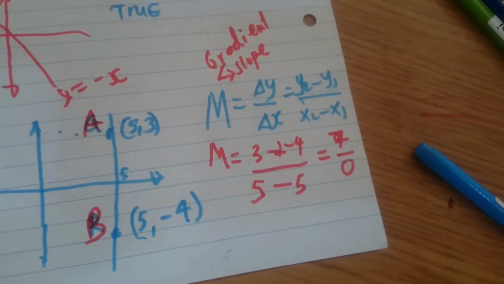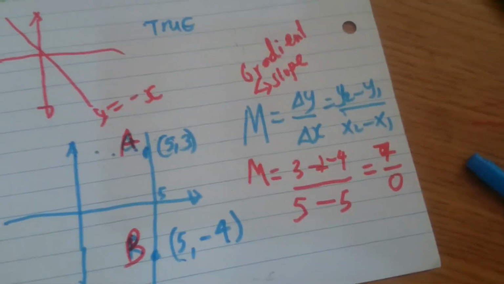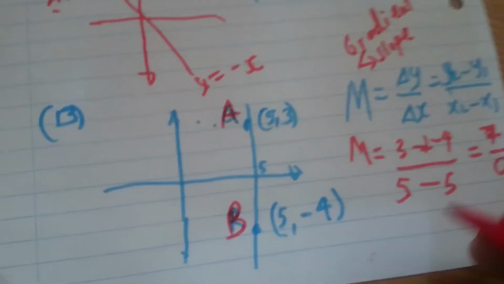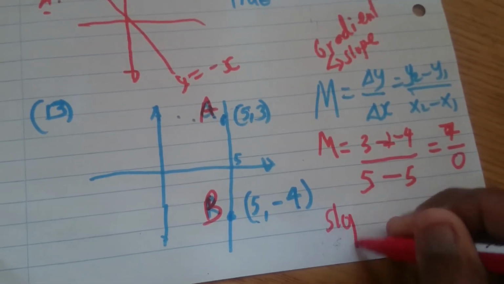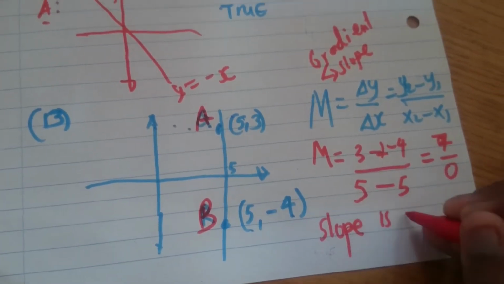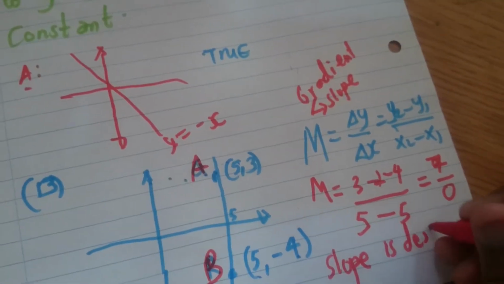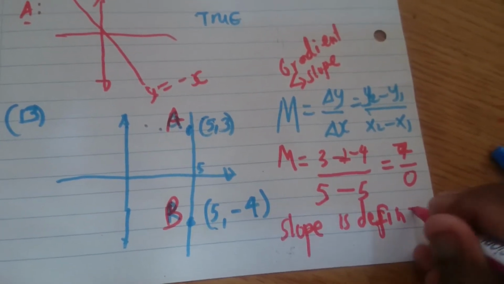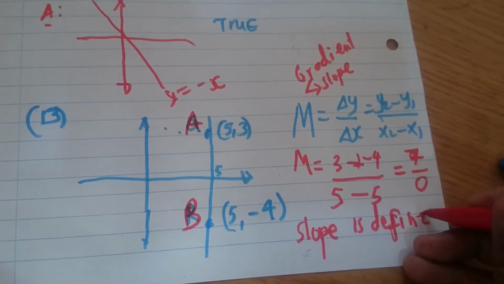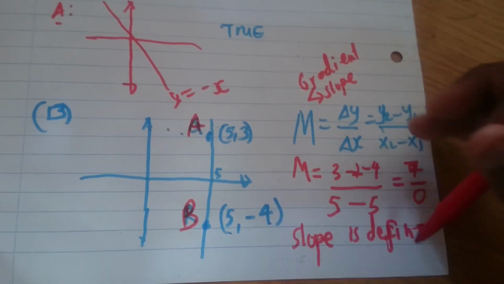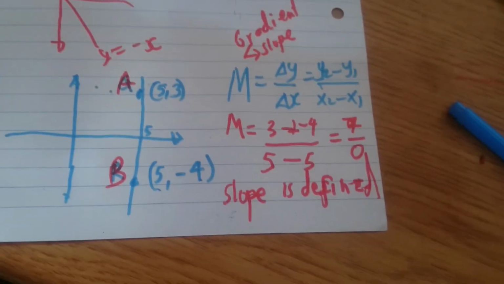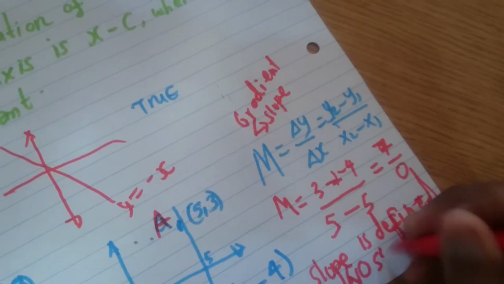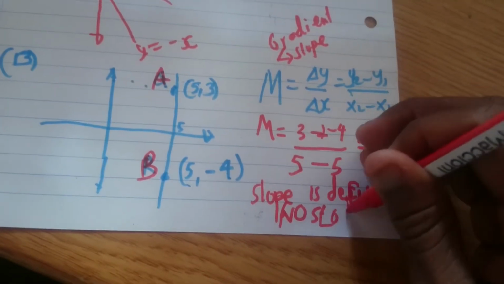And this is undefined. Since it's undefined, it means there's no such thing. So the slope does not exist. So we say the slope of a vertical line does not exist. The slope is undefined, or no slope, meaning it does not exist. There's no such thing. Sorry, guys, this is the end of the paper. So it's undefined or no slope. We say no slope, like they say in the option. So no slope, or as they sometimes call it, no gradient.